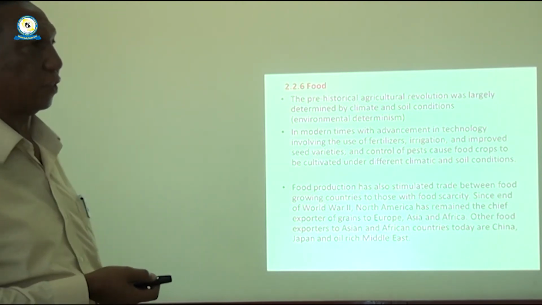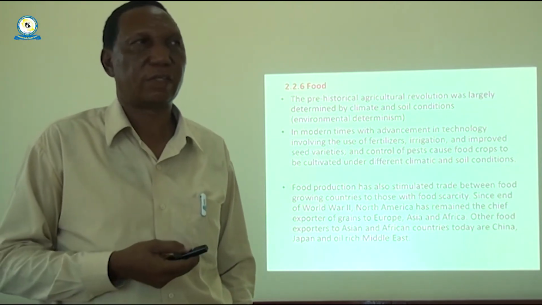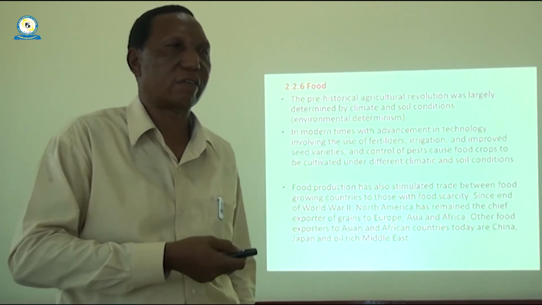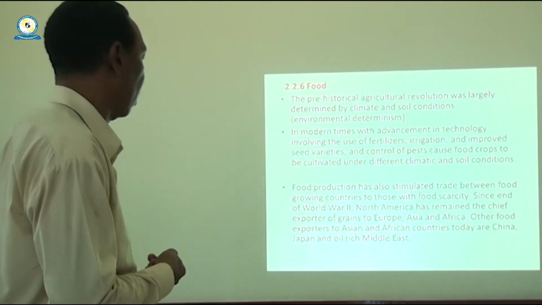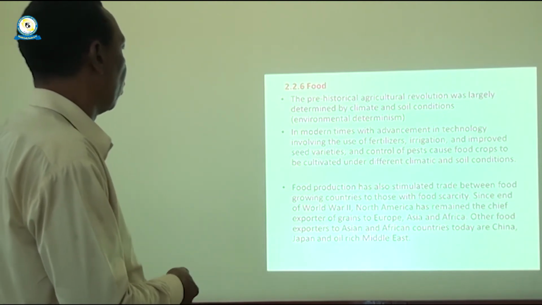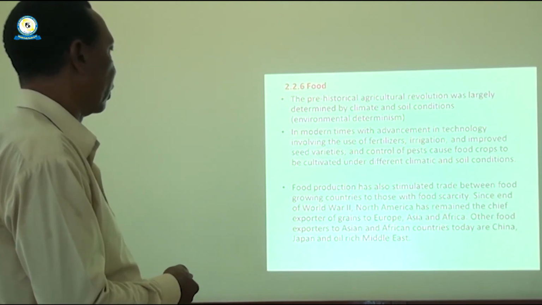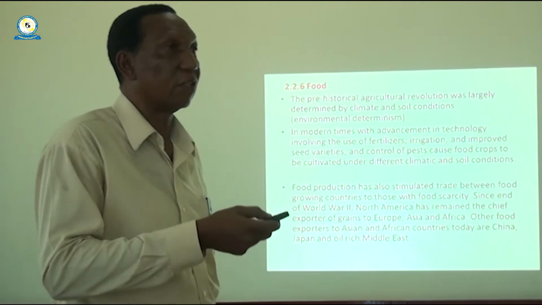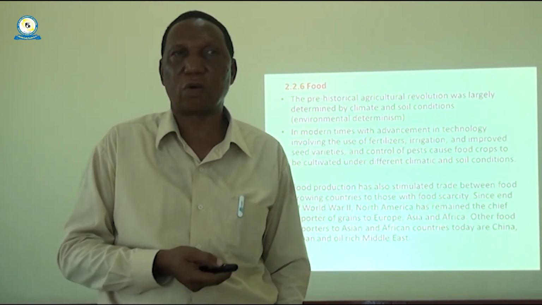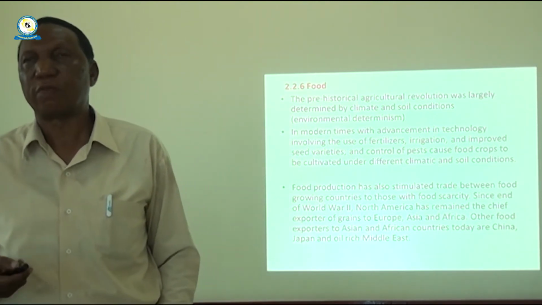Even farming activities: we have peasant farmers now incorporating modern agriculture. There is a change in agriculture due to science and technology. Food production has also stimulated trade between food-growing countries and those with food scarcity. So it's not a question of saying that this environment does not favor the growth of crops. So what are we going to do? Simply, you can opt for trade.